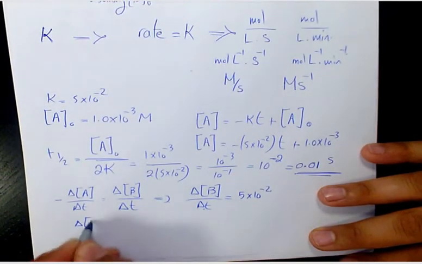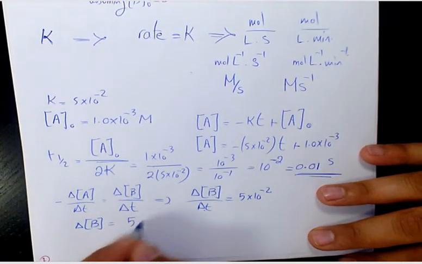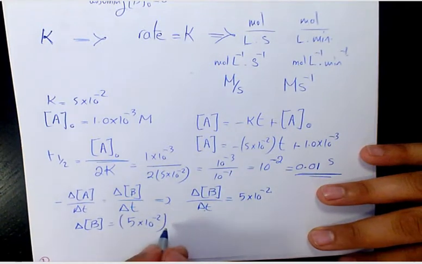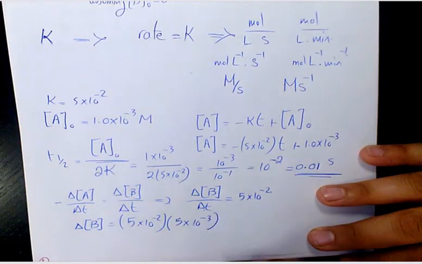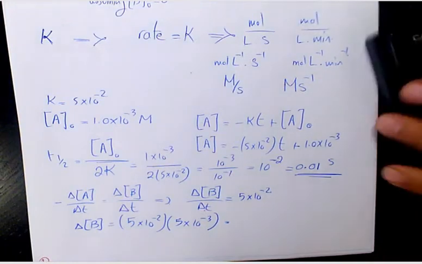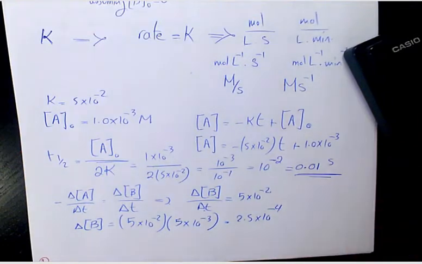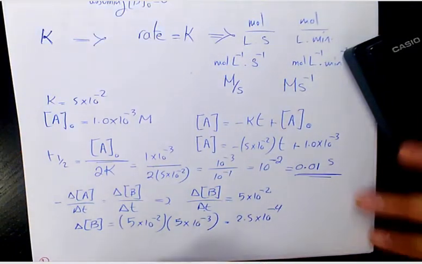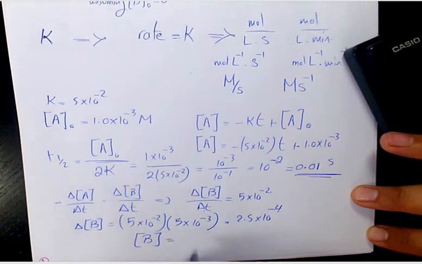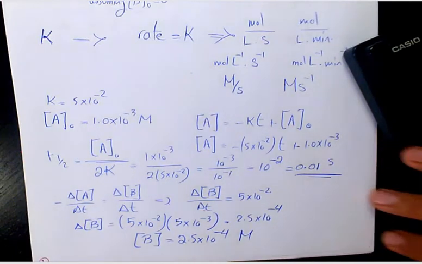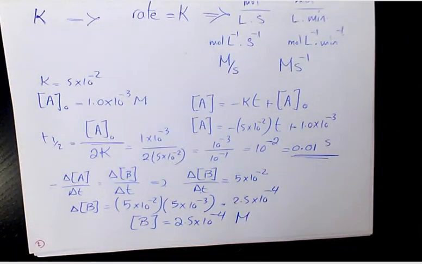And delta T, it says find it after 5 times 10 to the power of -3. So delta B, the change in concentration of B, is going to be 5 times 10 to the power of -2 times 5 times 10 to the power of -3. That's going to be 2.5 times 10 to the power of -4. That's the change in concentration. Since the initial concentration is 0, the final concentration of B is going to be 2.5 times 10 to the power of -4 mole per liter, or molar. Let's see the next example.